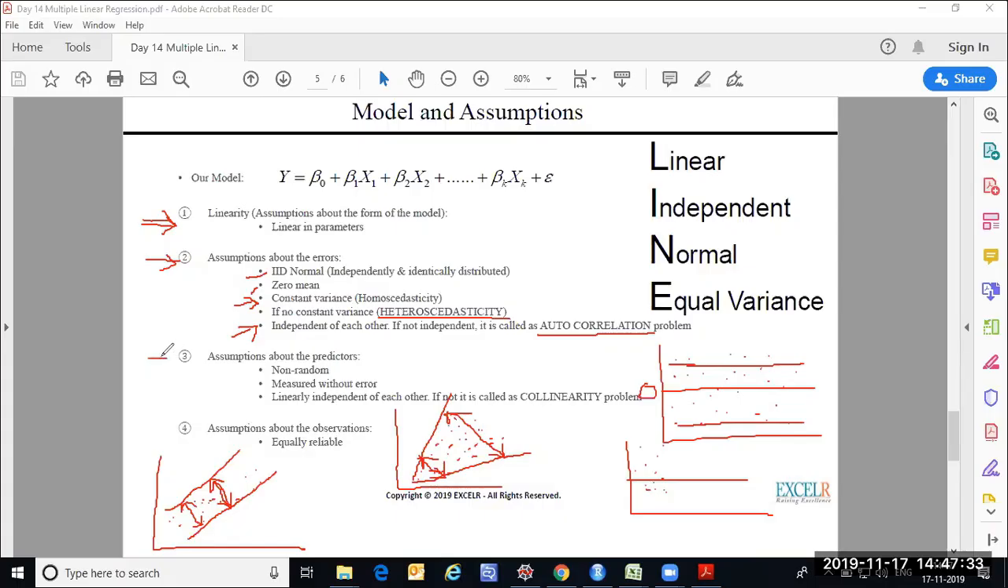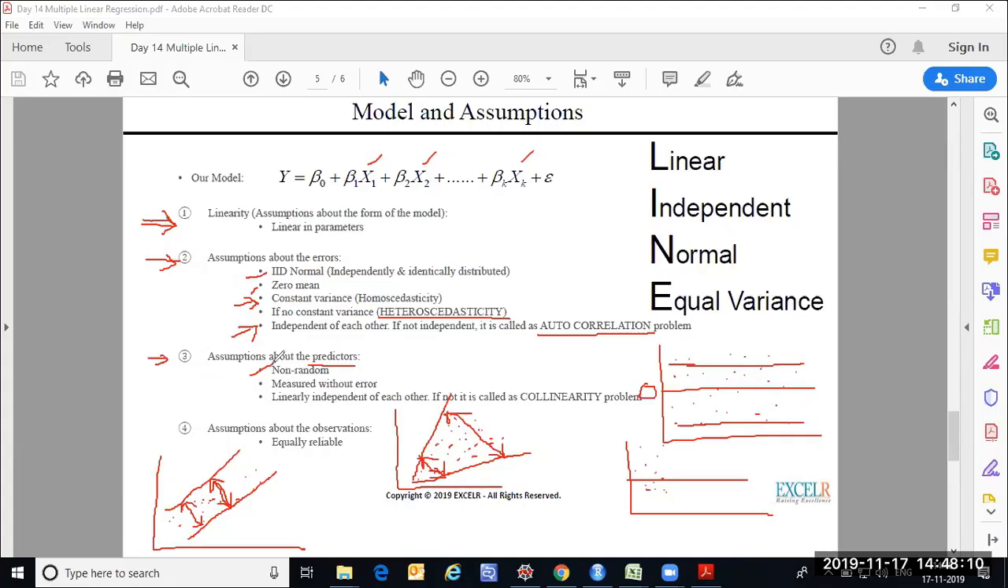And coming to the third section of assumptions. These assumptions are laid out for the predictors. What are the predictors in your equation? Predictors are nothing but independent variables, x1, x2, x3, and so on, right? These predictors should be non-random.